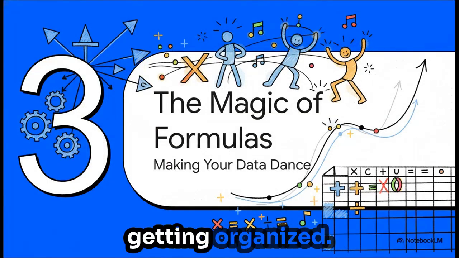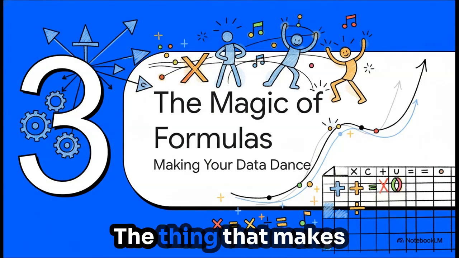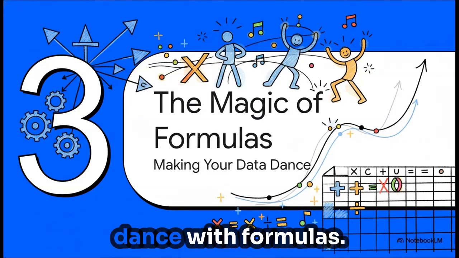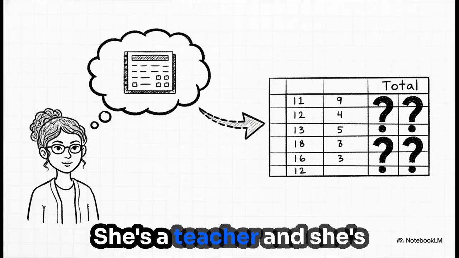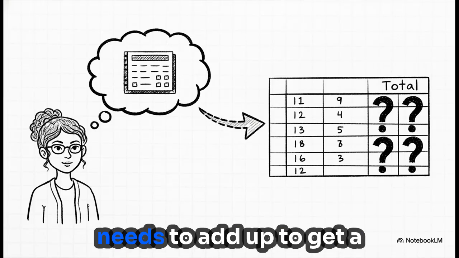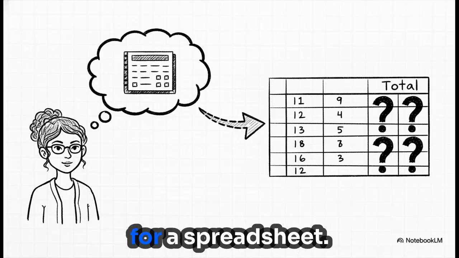But just getting organized, that's just level one. The real magic, the thing that makes spreadsheets an absolute game changer, is when you make your data dance with formulas. So let's take a look at Miss Sharma. She's a teacher, and she's got a classic teacher problem, a whole list of student grades that she needs to add up to get a final total for each one. This is a perfect job for a spreadsheet.